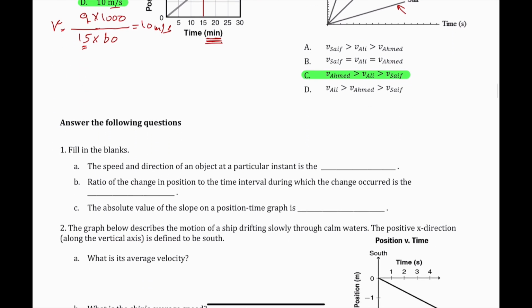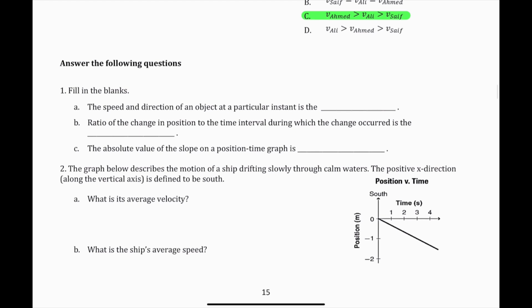Let's move to the next question. Fill in the blanks. A. The speed and direction of an object at a particular instant is the instantaneous velocity.